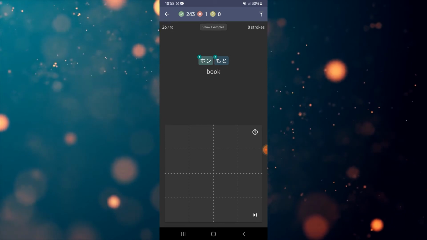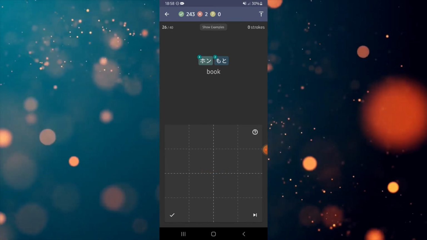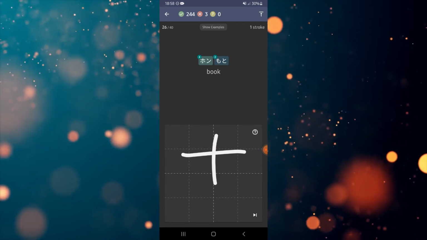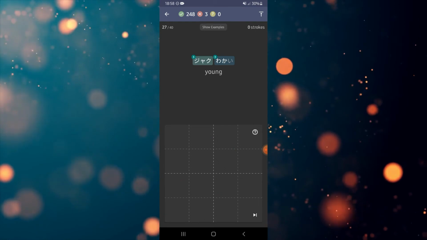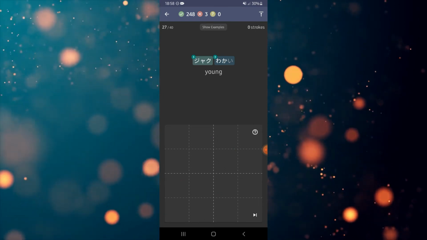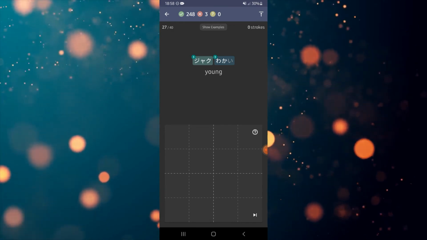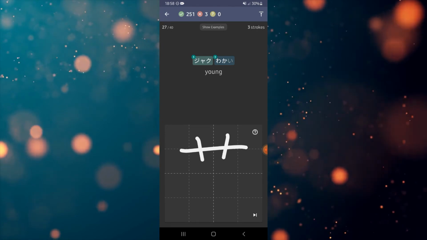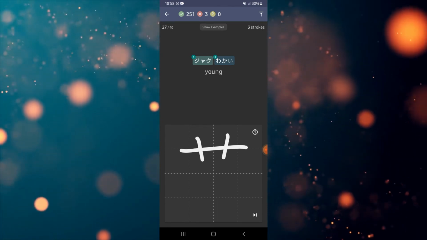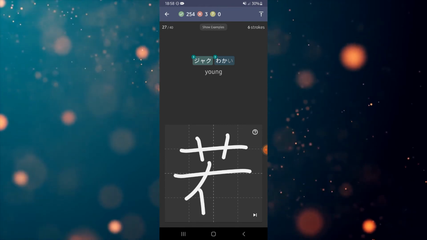Book. This one is quite easy. Like that. Yes. Young. So young seedlings tend to grow to the right. Yes. The young flowers tend to go to the right. So that's the flower, then draw the one for right. Just like that.